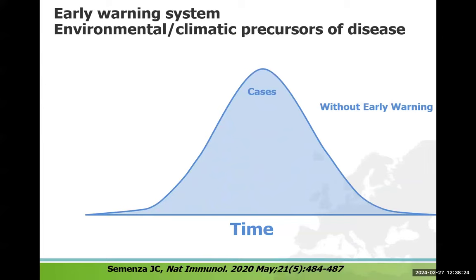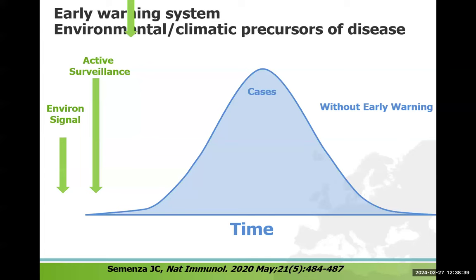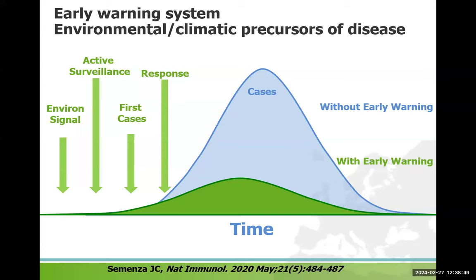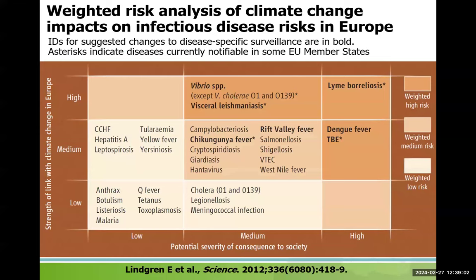And the concept was that if you have an epidemiologic curve like this one here without an early warning system, but if in fact you're able to monitor an environmental signal upstream, then you can set up active surveillance, you can pick up that first case, and then you can initiate your response activities, and that should be able to suppress the curve that we are so familiar with now in our post-COVID society. So this is the concept: to pick up an early signal, an early epidemic precursor of disease, in order to initiate response quickly.